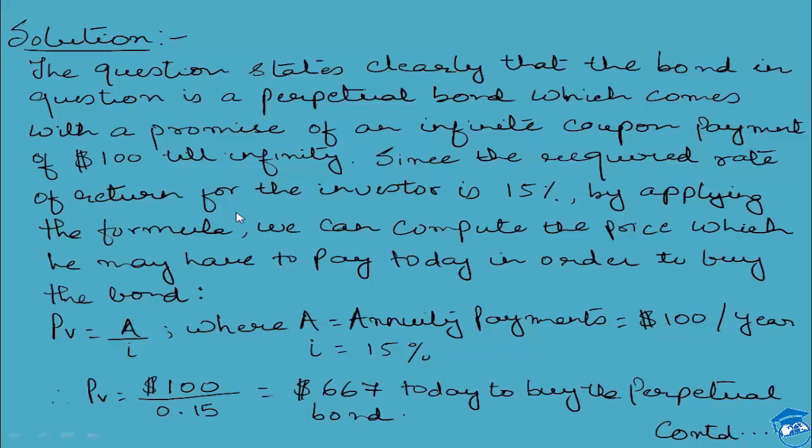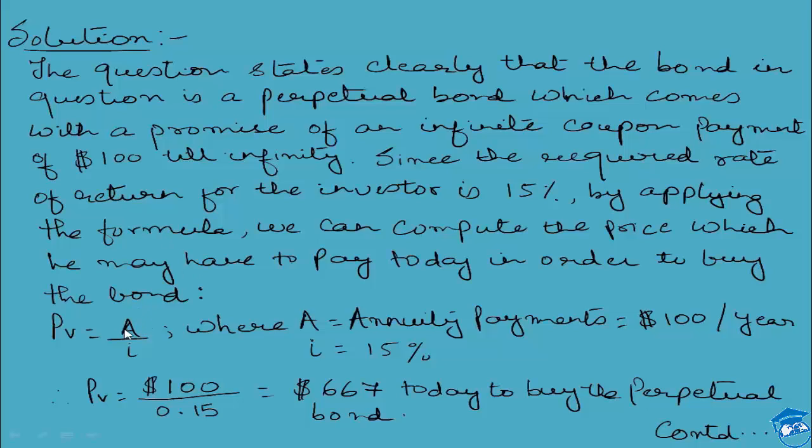So we just need to see how exactly we can use the formula of the present value of an ordinary perpetuity. The question states clearly that the bond in question is a perpetual bond which comes with a promise of an infinite coupon payment of 100 USD till infinity. Since the required rate of return for the investor is 15%, by applying the formula we can compute the price which he may have to pay today in order to buy the bond. Obviously, since there is no growth involved, we can safely assume the coupon of 100 USD till infinity as an infinite stream of annuities which are ordinary in nature.